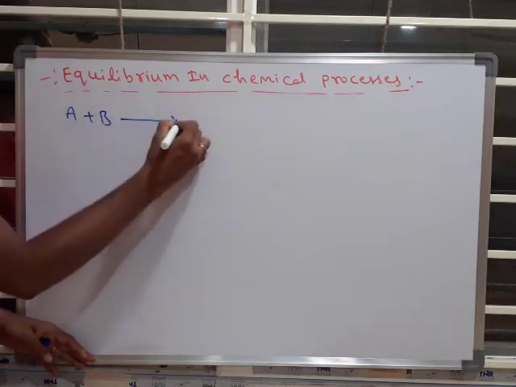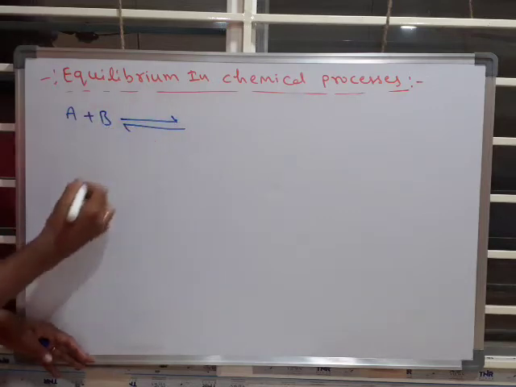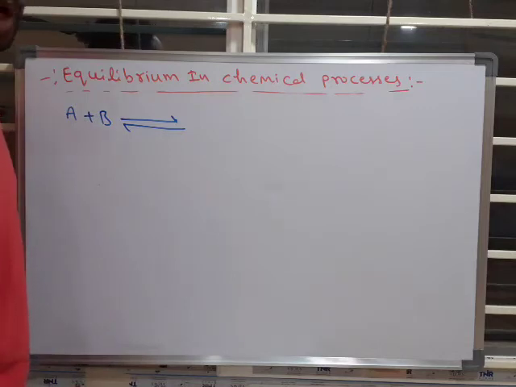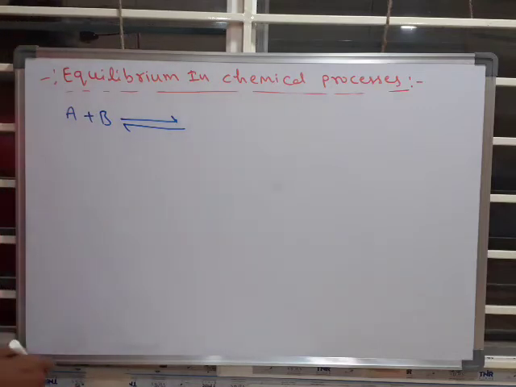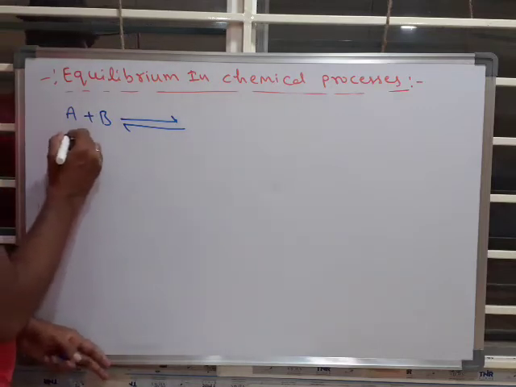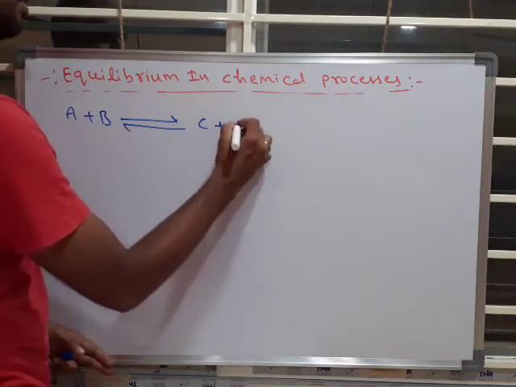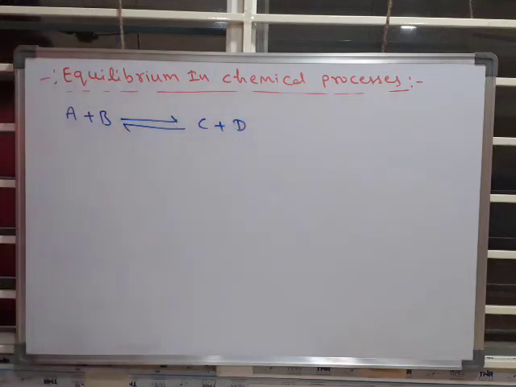Actually, a general example you can take. No example was better, that's why we started with calcium carbonate. So now we are taking a general example. We are taking a reaction A plus B gives C plus D as a reversible reaction.